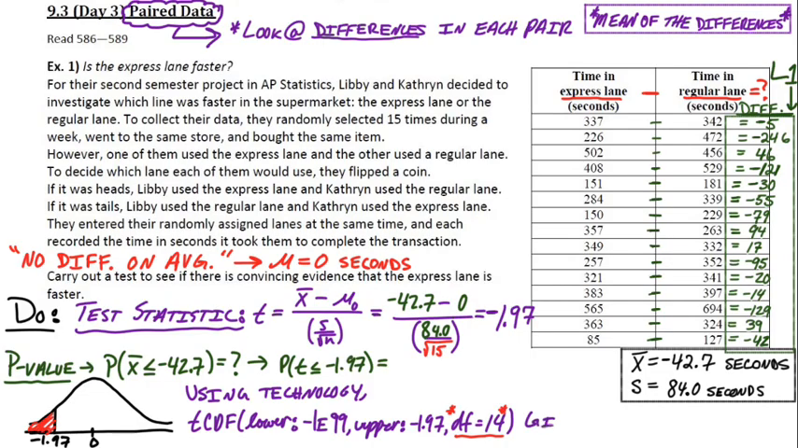And that should give you your p-value of 0.0244. So how rare is it to get a sample mean of negative 42.7, right? It's this rare, 0.0244 for the probability.